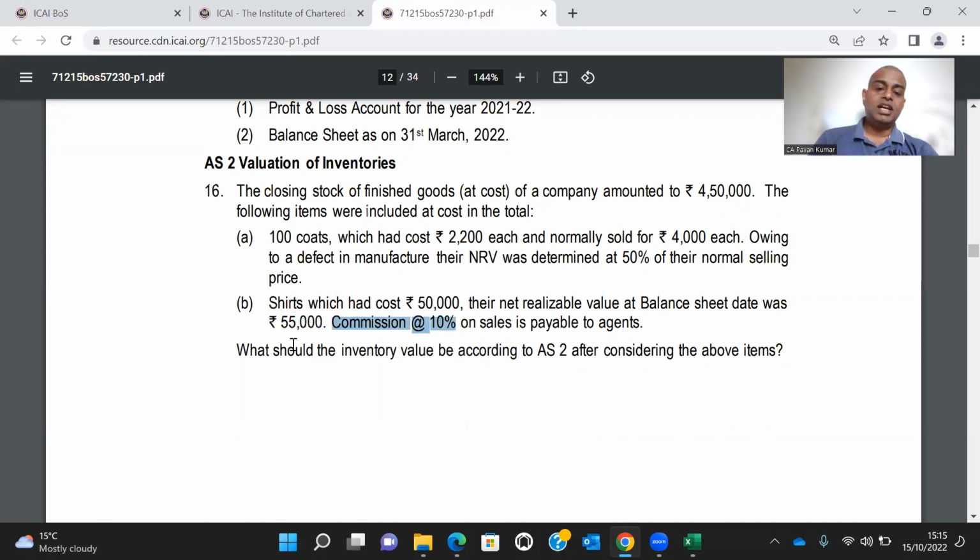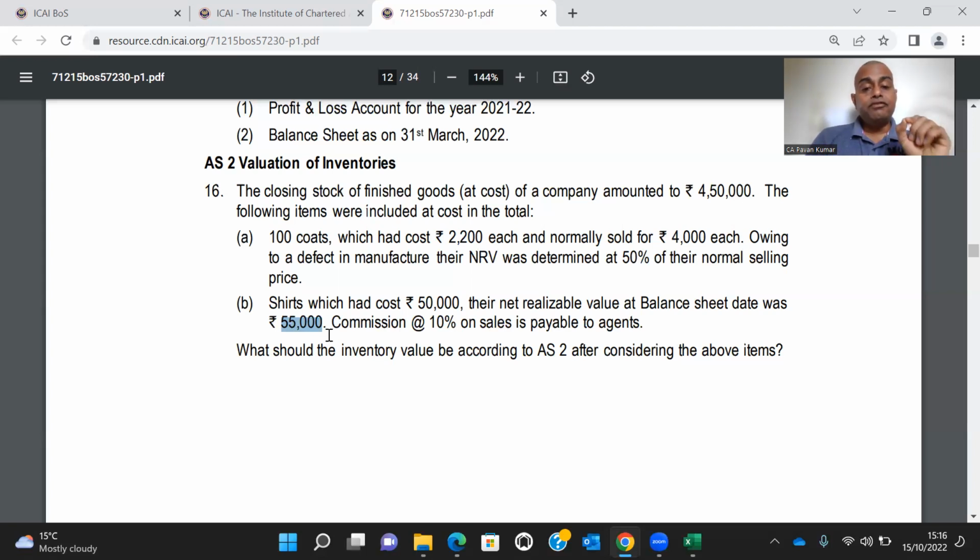Now imagine if this is not 55,000. A student can say, okay, 55,000. Even if I subtract 10% commission, it will still be 50,000. Cost is 50,000, and NRV, even if I deduct commission, is also 50,000. So there is no risk here. Now imagine if this NRV is given as 52,000. Then if you subtract 10% commission, your answer will be wrong.